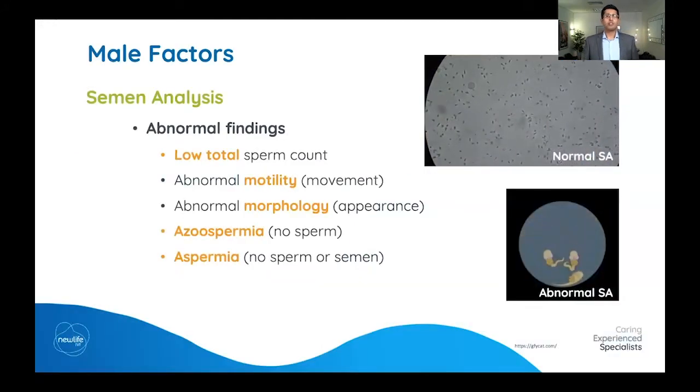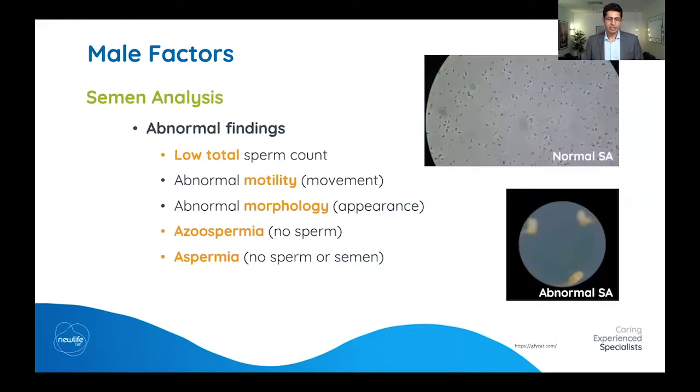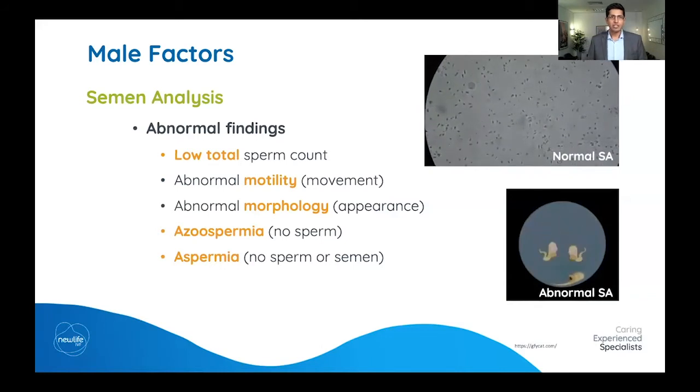Although there are lots of tests related to male fertility, the most fundamental test is the semen analysis. We perform these on site, so we allow the male to produce a sperm sample in our lab. Alternatively, people can produce a sample at home and bring it to the lab.